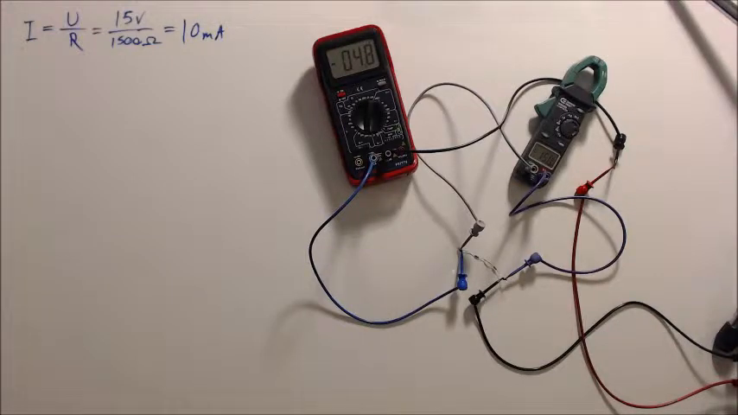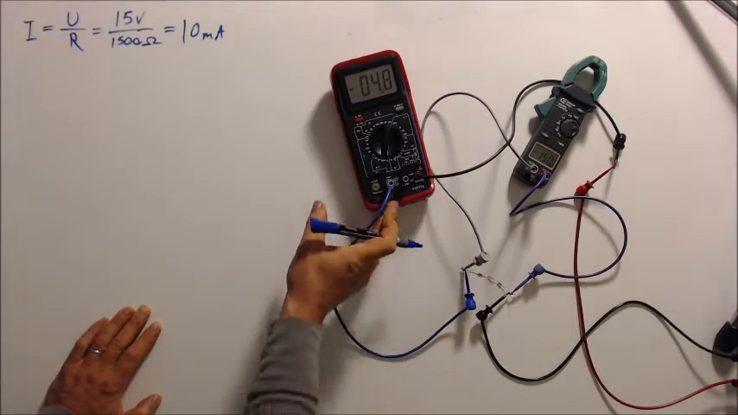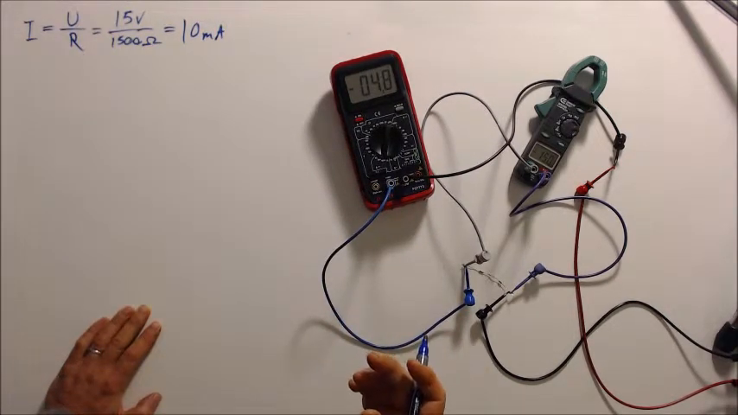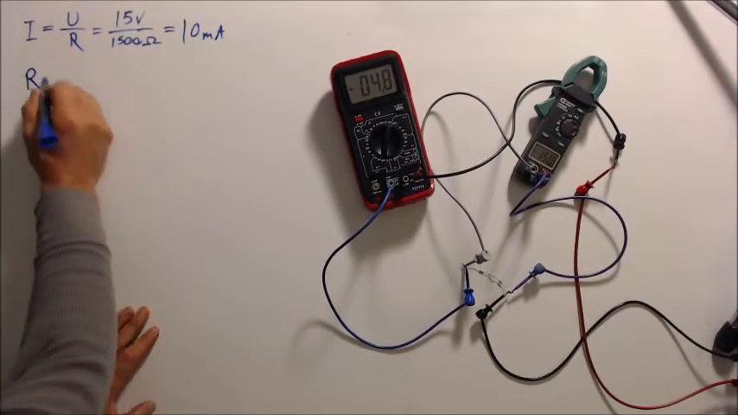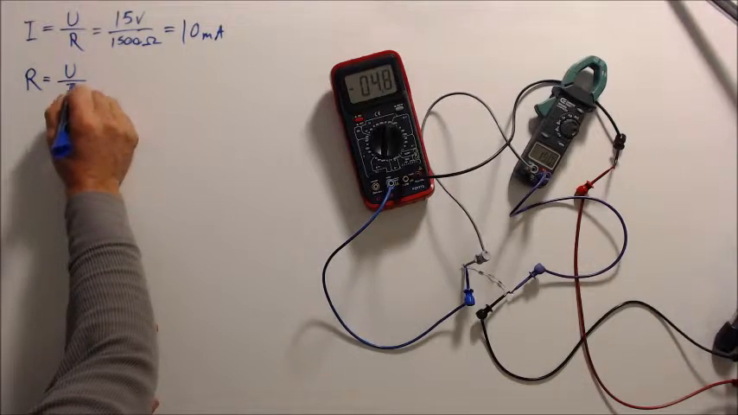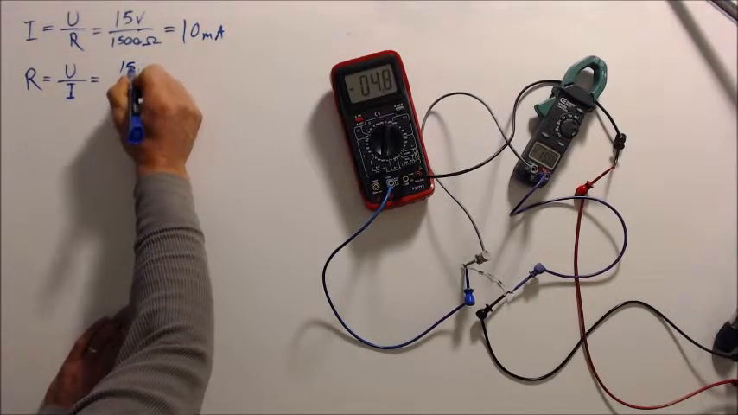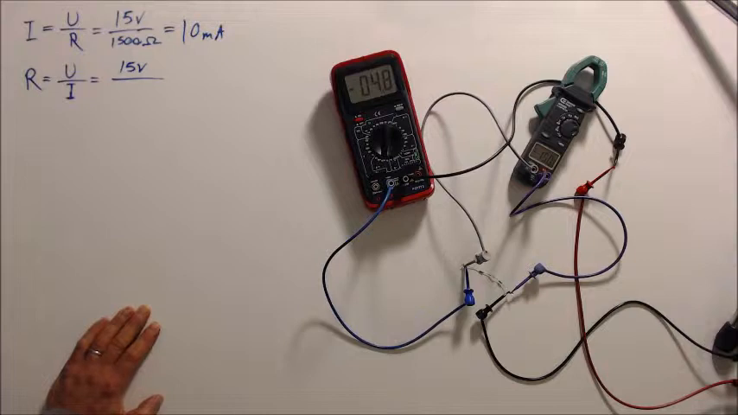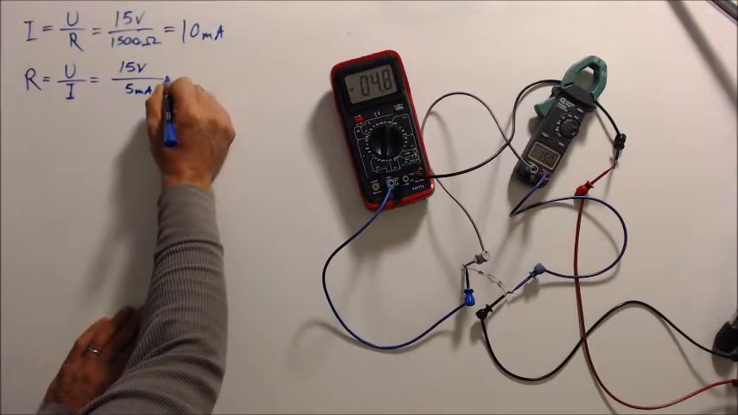Pretty much 5 milliamps. So let's see what happened to the resistance, because something had to change besides the amperage, because the resistance determines with the voltage how big the amperage is going to be. So let's analyze this. Resistance equals U divided by I. And in this case we're still at 15 volts, and I went all the way down to 5 milliamps.